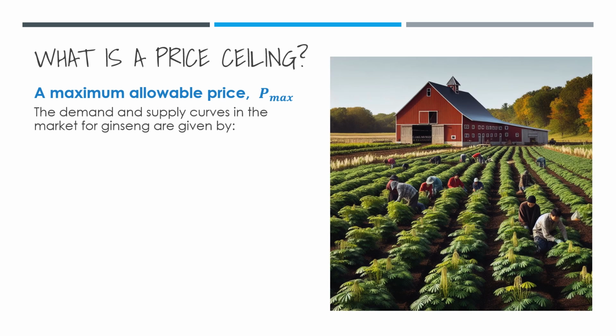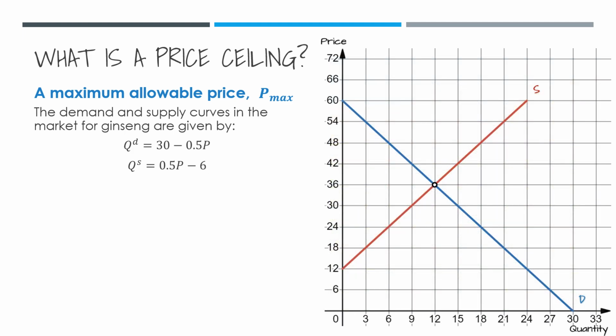So let's imagine the demand and supply curves in the market for ginseng are given by the following. Quantity demanded equals 30 minus 0.5p, and quantity supplied equals 0.5p minus 6, where in this case p stands for price and q is quantity. If we were to graph these demand and supply curves, this is what we would get. So we have an upward sloping supply curve that starts at 12, so that's the p-intercept value, and we have a downward sloping demand curve whose p-intercept is 60.